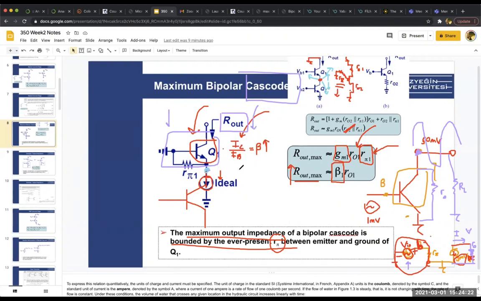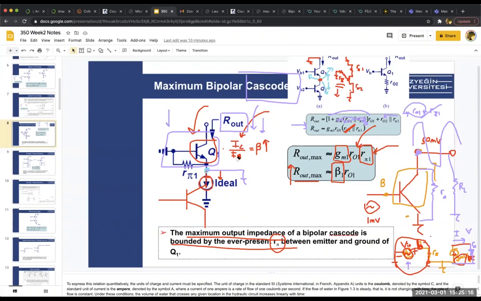But what if I connect a short here? For instance, this might be a good exam question, right? Now, this was your equation. R pi is coming here. Now, there will be another parallel, and it will be 0. So this will go to 0. This will go to 0. This will be only RO1. So probably your R out will be RO1 plus R pi, which is much smaller than RO2 plus R pi 1. R pi 1 is much smaller than RO1. So your R out will be RO1.